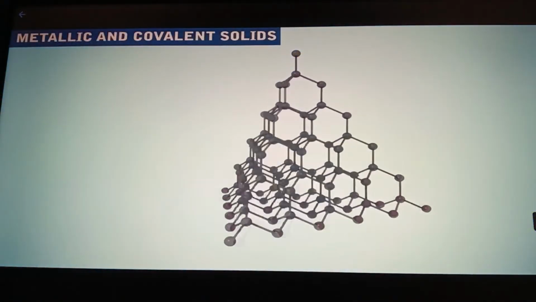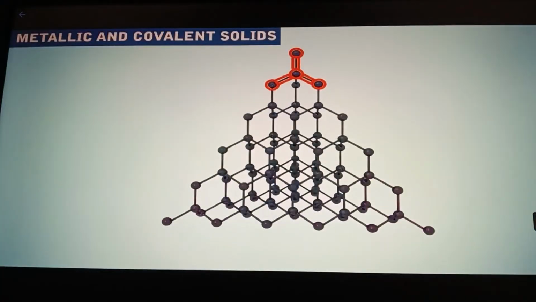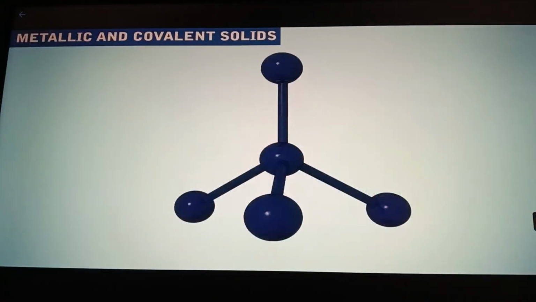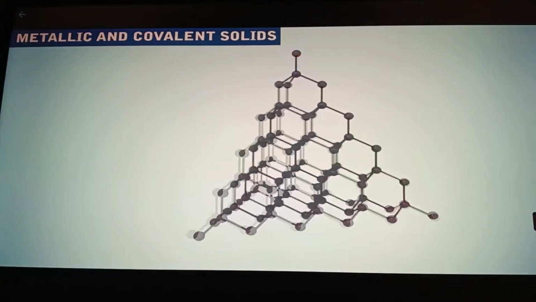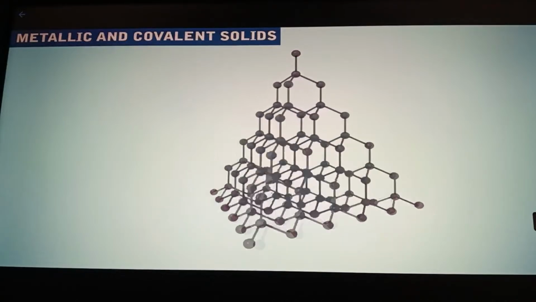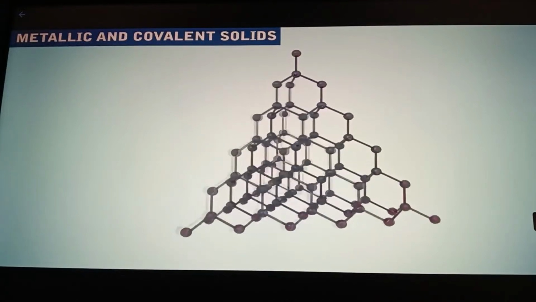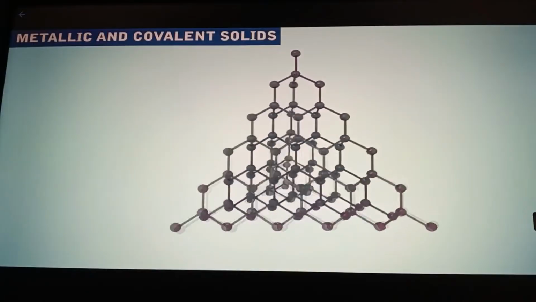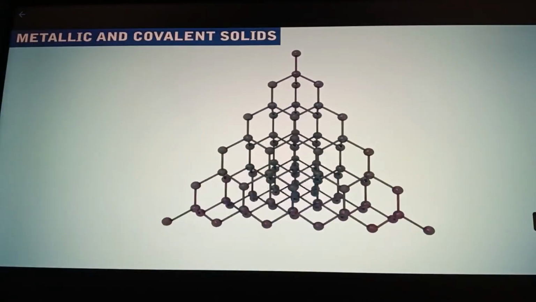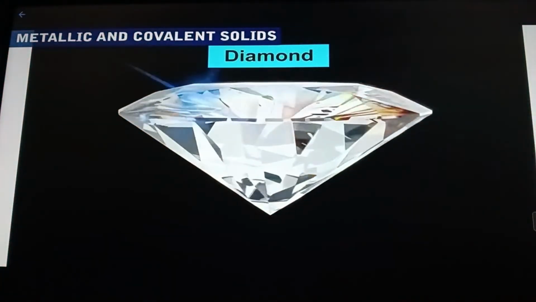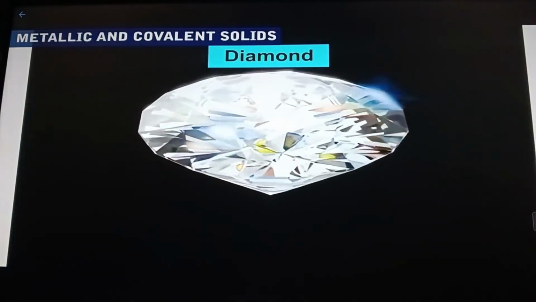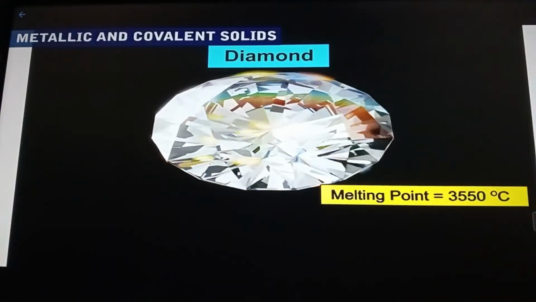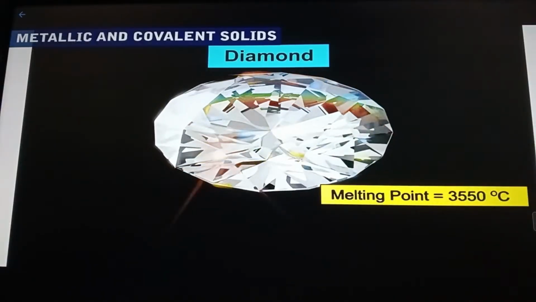In diamond, each carbon atom is bonded tetrahedrally to 4 other carbon atoms. Thus, a regular tetrahedral arrangement of carbon atoms bonded to one another in a 3-dimensional manner forms a network, resulting in a rigid giant molecule. It is important to note that diamond is the hardest substance known and has a melting point of 3550 degrees Celsius.